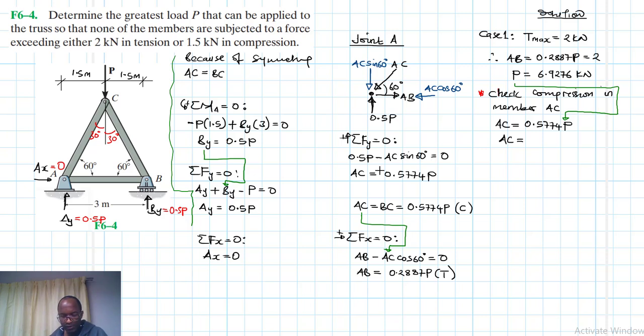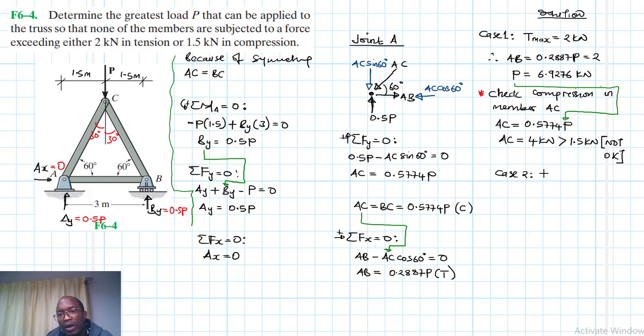So 0.5774 times 6.9276 gives us 3.999, a 4 kilonewtons. What is our threshold for compression? It is 1.5. Therefore, this is greater than 1.5. Therefore, not okay. We can't pick that value of P. We have to go to case number 2.